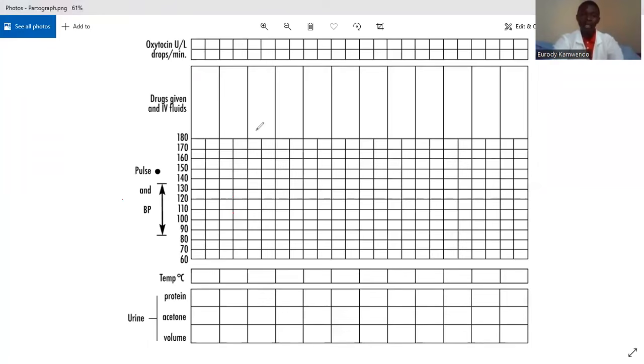If you have started the patient on any drug, let's say when the patient came in, or at this particular point, you have started the patient on metronidazole, it means here you record that you have given the patient metronidazole. If you have given normal saline, you record that you have given normal saline 500 mils. Like that. So in this portion, you just record whatever drugs or fluids have been given to the patient.